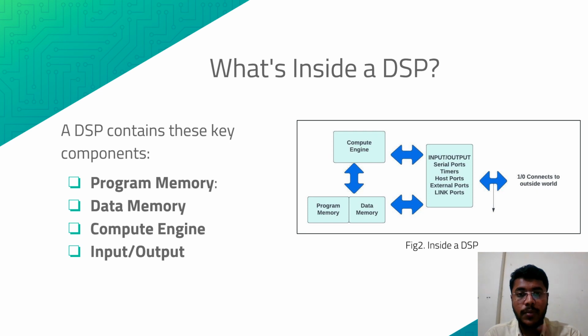In the previous slide, we have seen what a DSP is. Here we see what is inside a DSP. A DSP contains these key components: program memory, data memory, compute engine, input, and output. In the previous slide's diagram, we have seen how it is working.